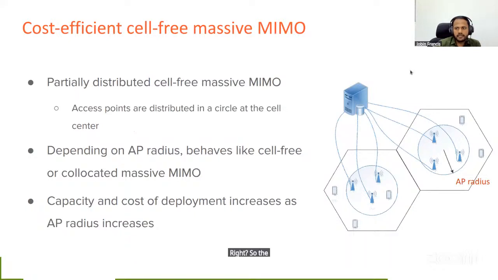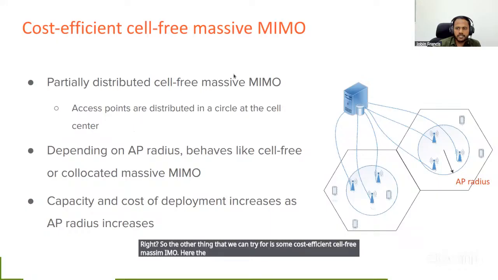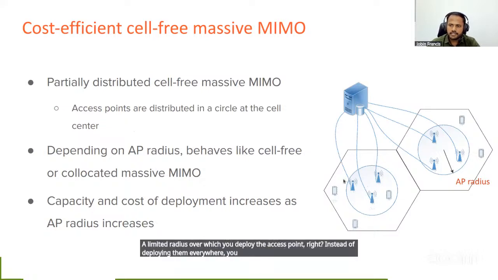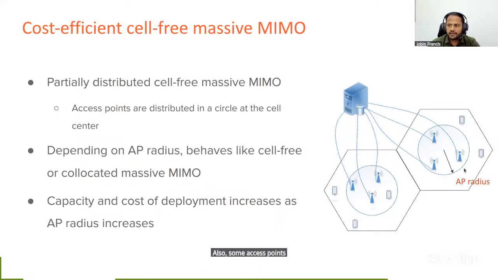Right. So the other thing that we can try for is some cost-efficient cell-free massive MIMO. Here the idea is that it's sort of like a hybrid of the two, right? You don't remove the cellular architecture altogether, but you have a limited radius over which you deploy the access points, right? Instead of deploying them everywhere, you limit it to small regions within the cell. So there are again going to be cell boundaries, but also some access points distributed within that, or in a small radius, right?